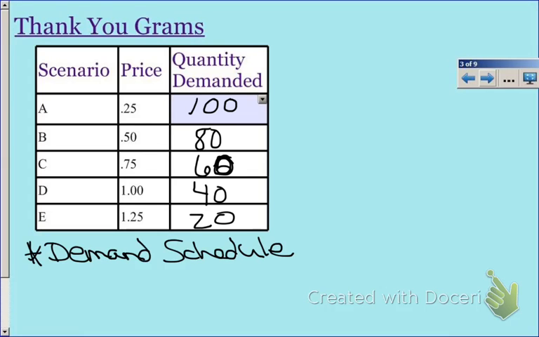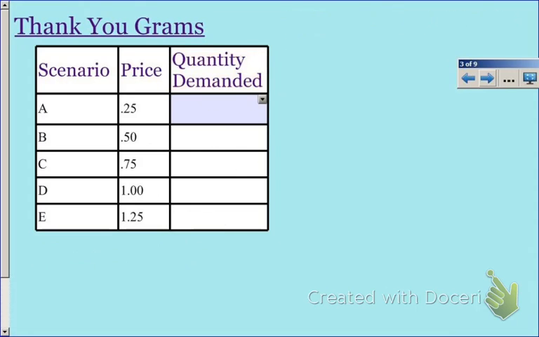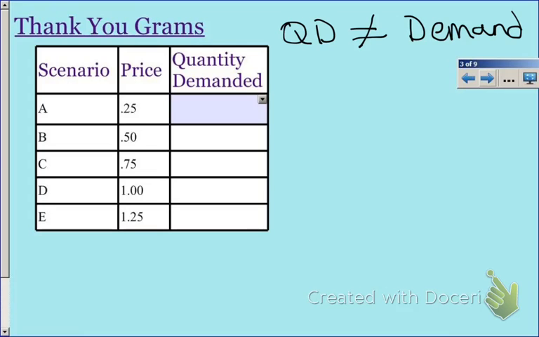This is a demand schedule. It is simply a table that lays out specific prices and specific quantity demanded. Now, I want to talk about this term right here, quantity demanded. Quantity demanded, QD, does not equal demand. These are not the same things in economics, although by and large you do see them used interchangeably. When you hear them used interchangeably, it's people who don't exactly know what they're talking about.